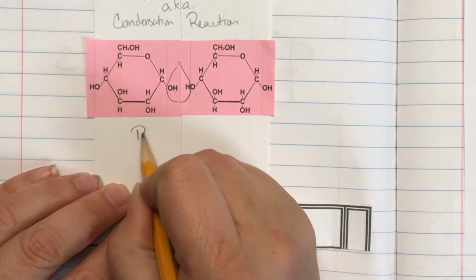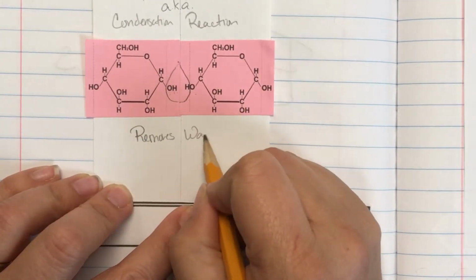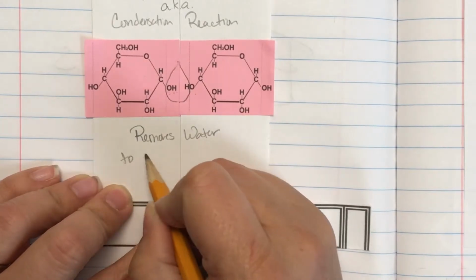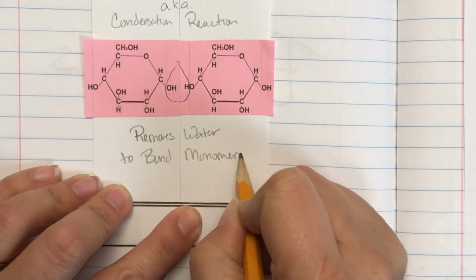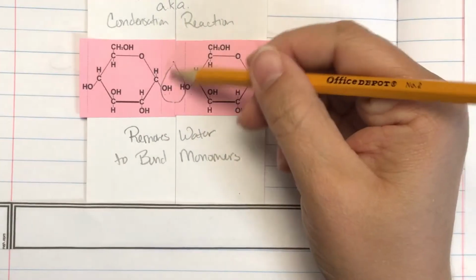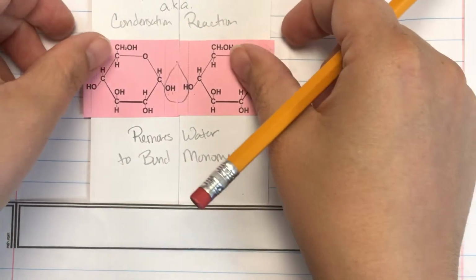So this one removes water to bond monomers. And so if you want to, you can color that in blue, make it a cute little water droplet, and totes adorbs. Now, the opposite.